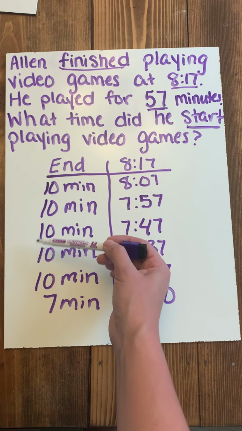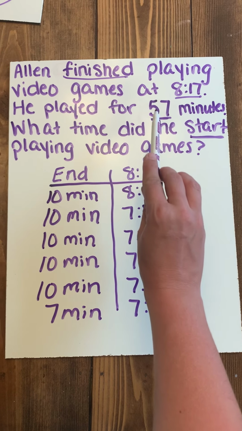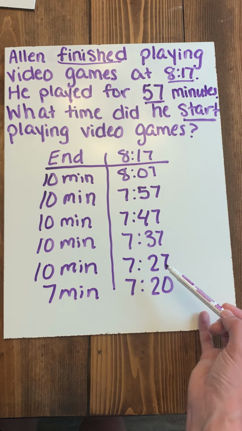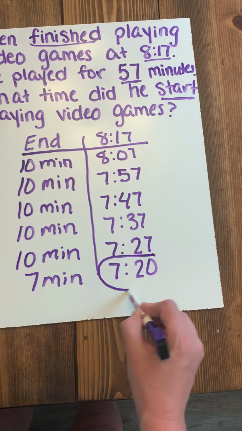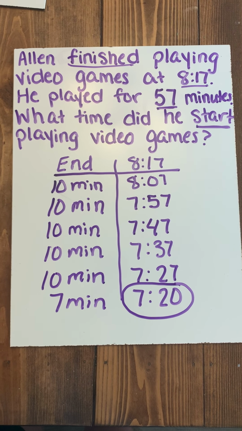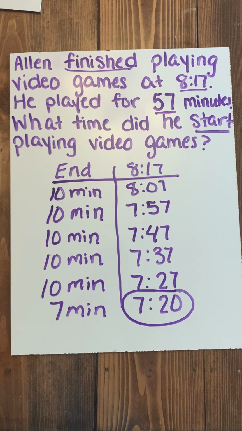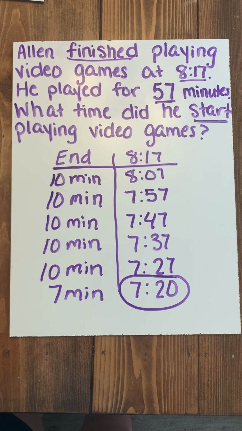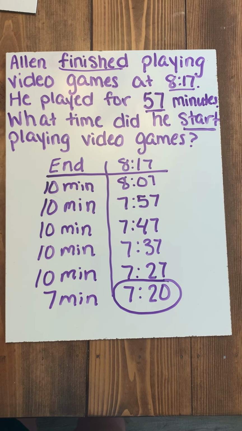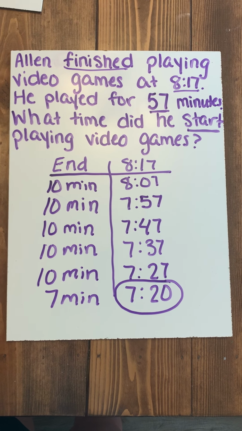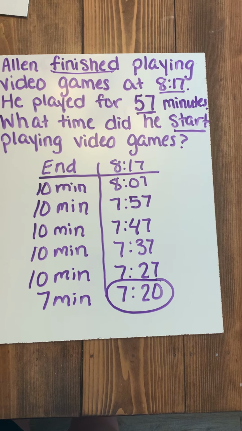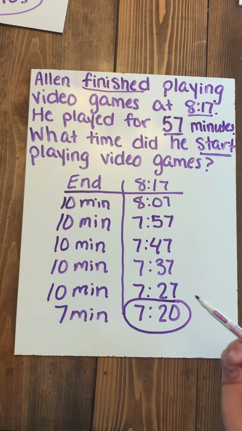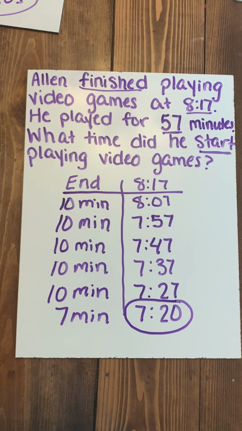So I have 10, 20, 30, 40, 50, 57 minutes, which is what I needed. He started at 8:17. My time continually decreases until I get my end time of 7:20. So he starts playing his video games at 7:20. Now, obviously, a way to check your answer would be to take your time of 7:20 and add 57 minutes to it, kind of like our other problem that we just did. And if you've done your problem correctly, you should get the end time of 8:17.